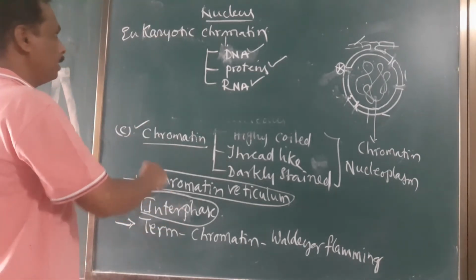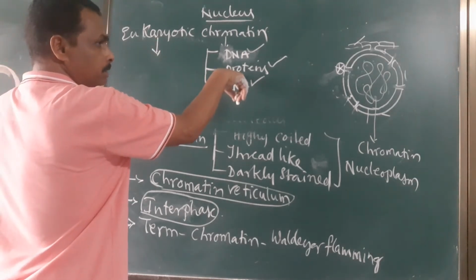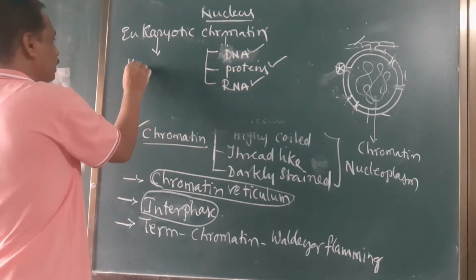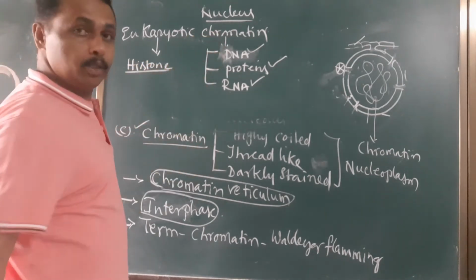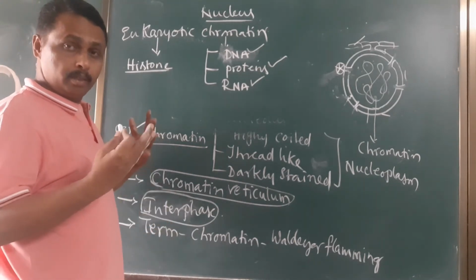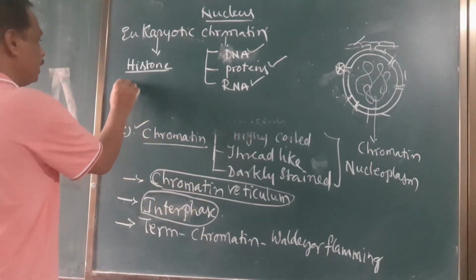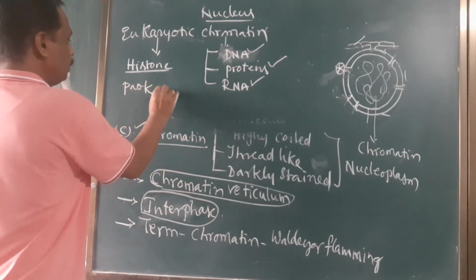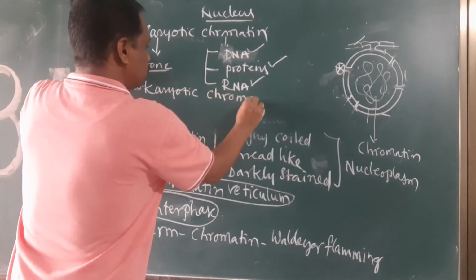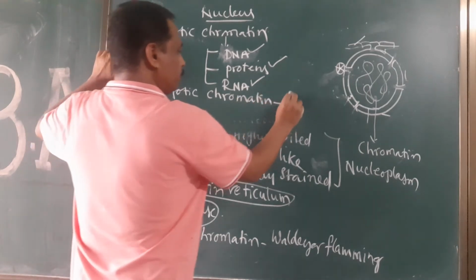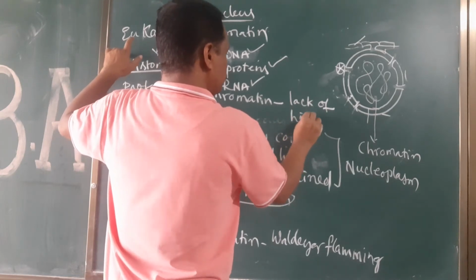In eukaryotic chromatin, the proteins include specialized proteins called histone proteins, which are composed with the eukaryotic chromatin material. Whereas in prokaryotic chromatin, histone proteins are lacking. It is devoid of histone proteins.